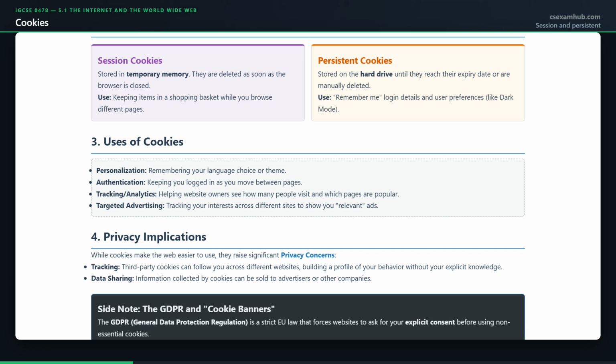A persistent cookie is written to the hard disk and stays there after the browser closes until it either expires or you delete it. That is what allows a site to remember you next week, your login, your language, your preferences. So session cookies solve within-a-visit memory. Persistent cookies solve between-visits memory. If a question describes something that must be remembered after the browser is closed, it is persistent. If it only matters until you leave, it is a session cookie.